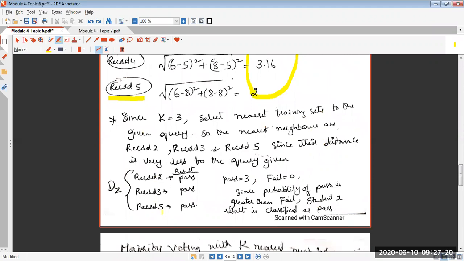Then I will check to which class these records belong. Okay. So in this case, you can see all the three records belong to the pass class. So no need of any voting mechanism here. So directly you can declare the test record to be belonging to the class pass.